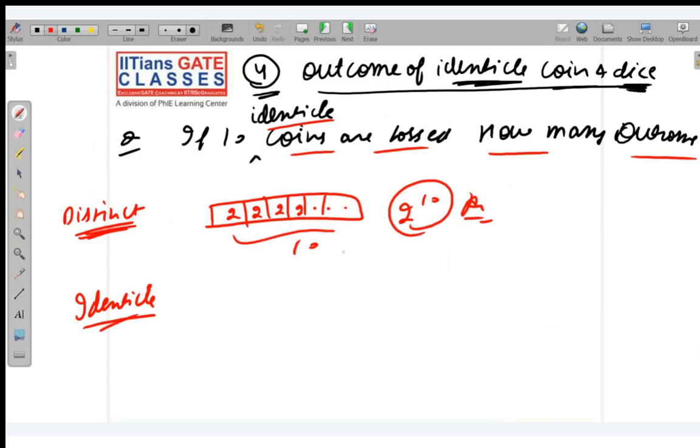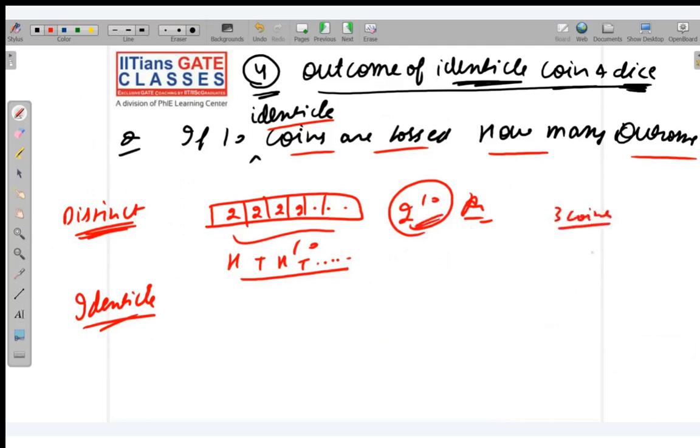They are not different. So if I say here we have head, here we have tail, here we have head, here we have tail, and so on, this is the type of problem. So identical means... actually 10 will be a bit big number. So let me take 3 coins.